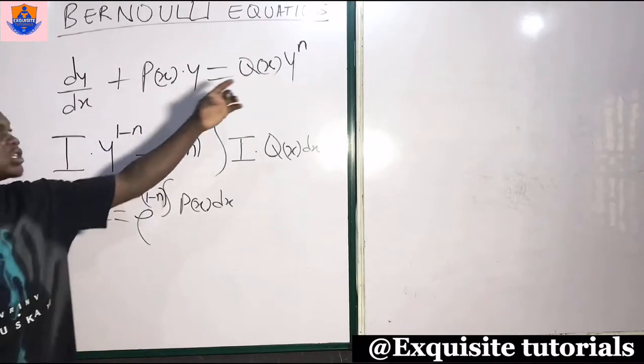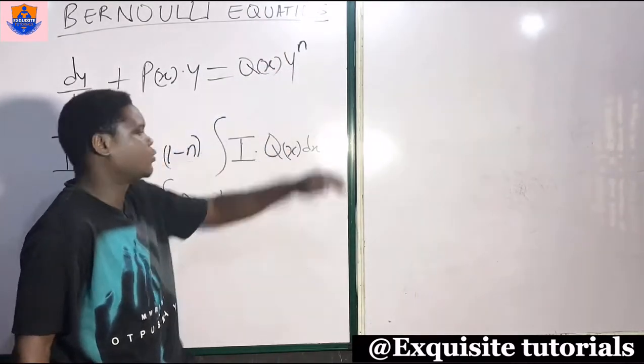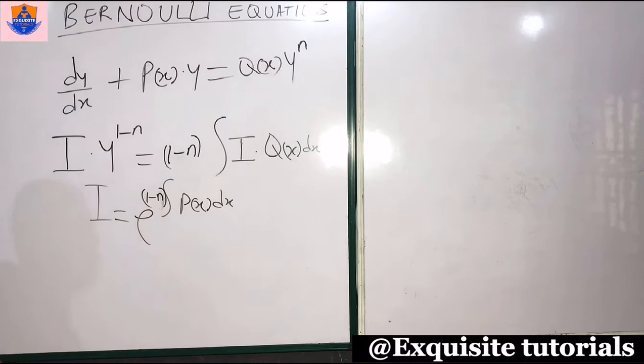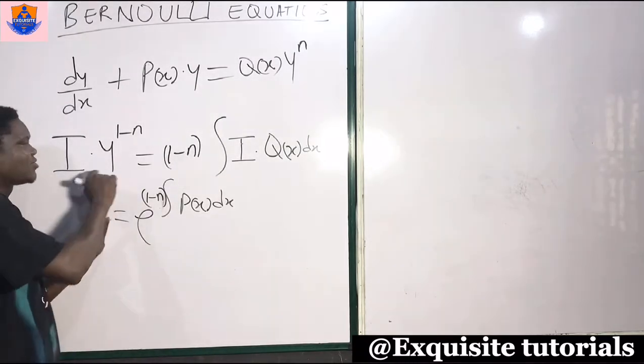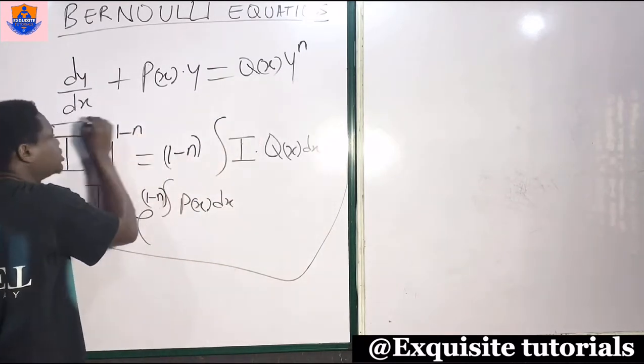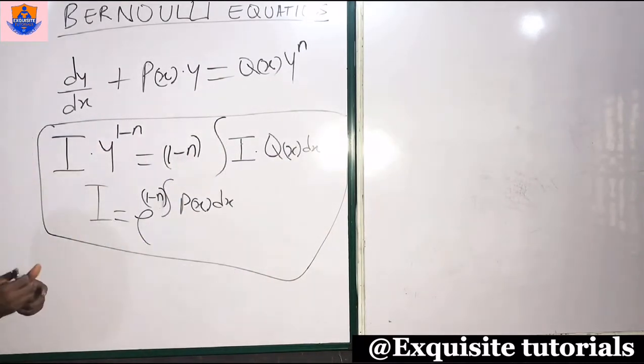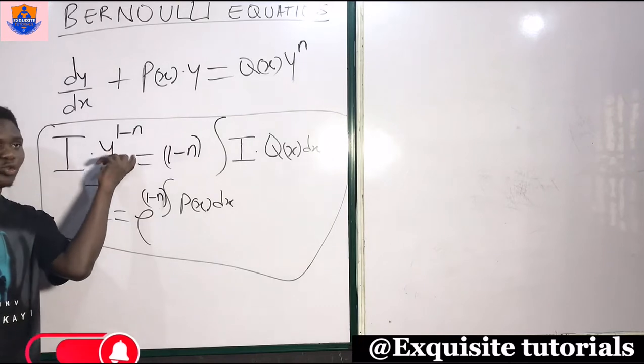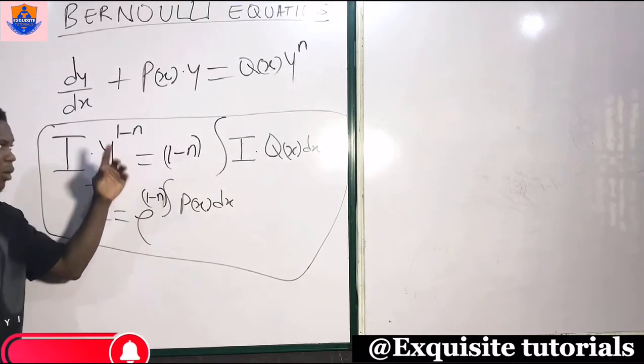But for Bernoulli, because there is an n here that is making it different, we have something like this. So take note of this formula. It is very, very important that our integrating factor has changed. This becomes our integrating factor, and this becomes what we use here. Instead of y, we have y raised to the power 1 minus n.